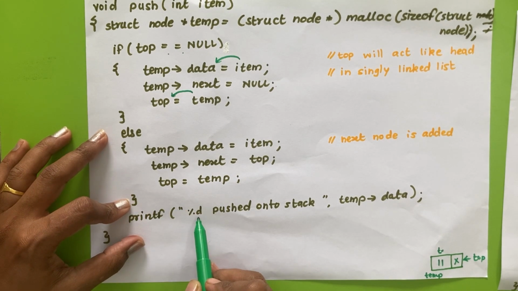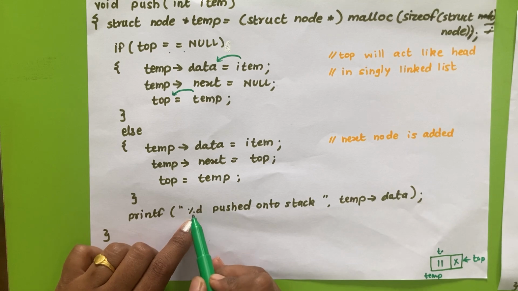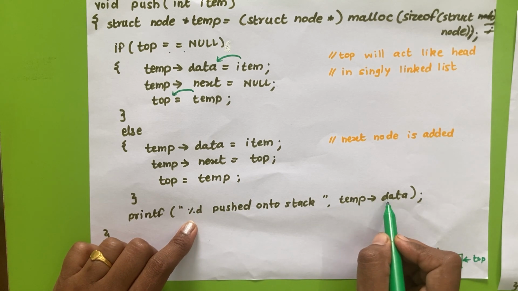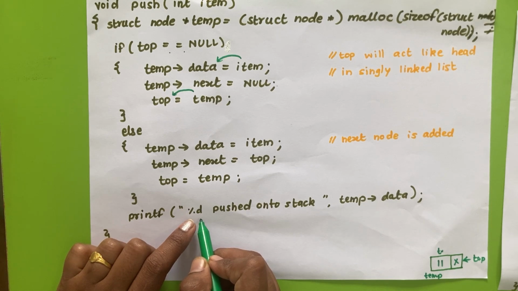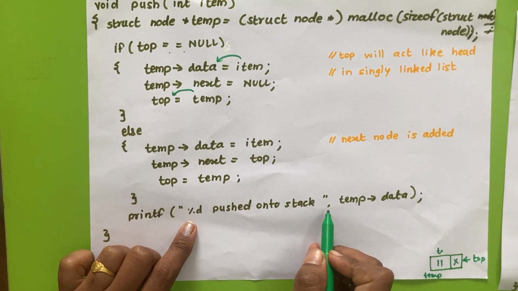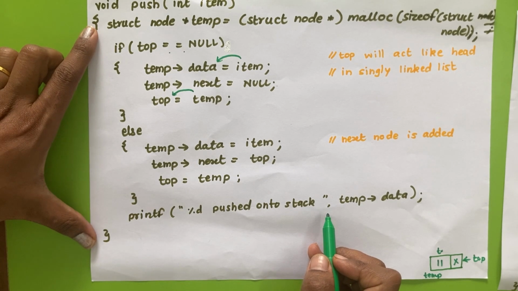Now it will print "%d pushed onto stack". Instead of this %d, we have to print temp->data. So here it will print "11 pushed onto stack". Now this push function is completed.